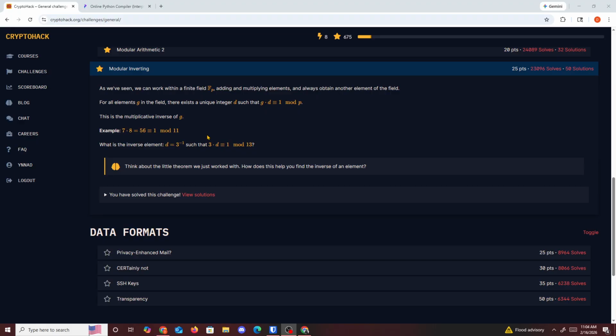For all elements G in the field, there exists a unique integer D such that G times D equals 1 mod P. This is a multiplicative inverse of G. Example, 7 times 8 equals 56, which is equal to 1 mod 11. What is the inverse element of D equals 3 to the power of negative 1, such that 3 times D is equal to 1 mod 13? Think about the little theorem we just worked with. How does this help you find the inverse of an element?